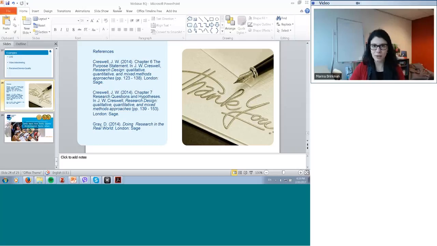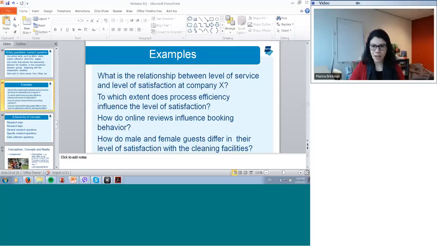Let's take this one. If, for the sake of example, your research question is, what is the relationship between the level of service and the level of satisfaction? Well, actually, the level of service and the level of satisfaction are the two concepts you're interested in. And then the next step will be to ask yourself, how is service defined? How is satisfaction defined theoretically?